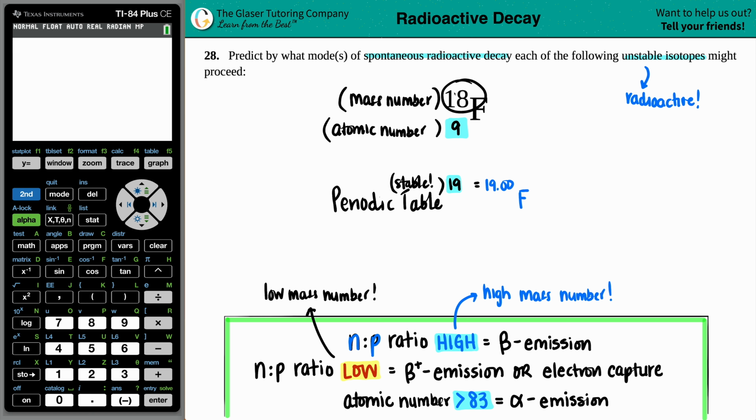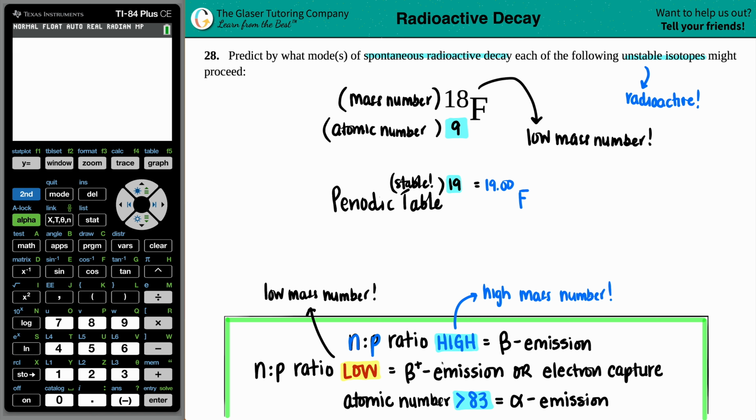So now we compare our mass number that they gave us. Fluorine, stable, wants to be 19. The one that they gave us is 18. So since they gave us an 18, they gave us a low mass number. So now we know that if we have a low mass number, our N to P ratio is low, and if it's too low, it has to be brought back up.